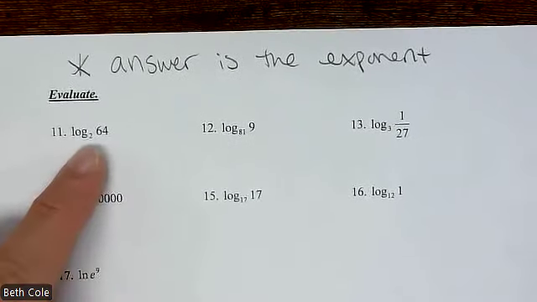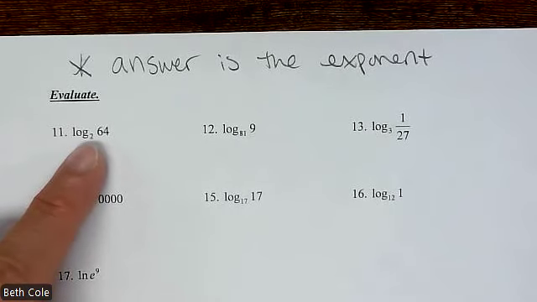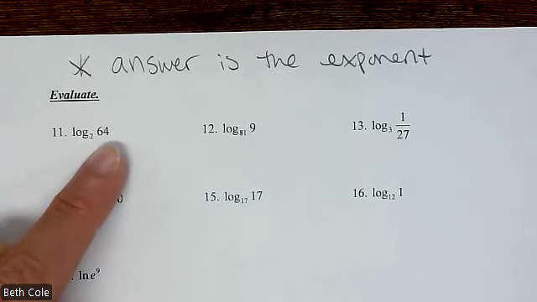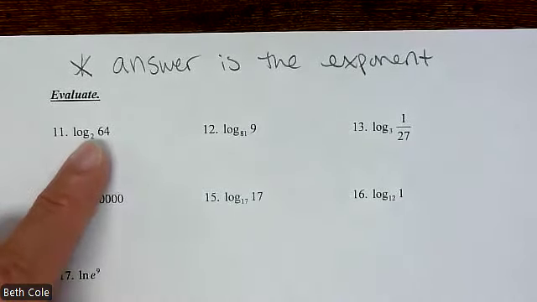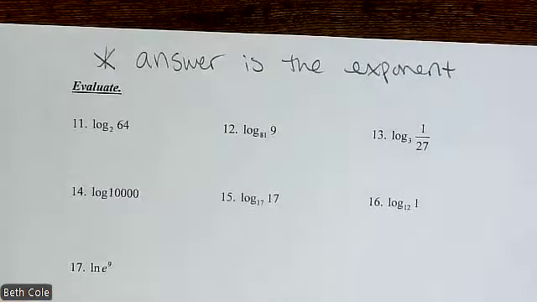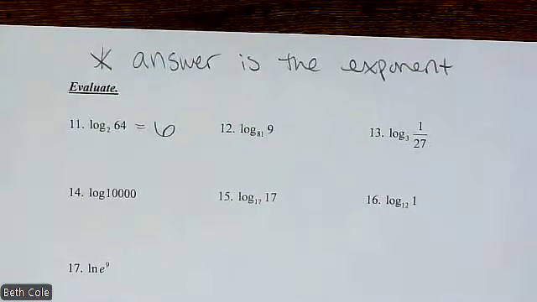So when you look at this one, what it's asking you is 2 to what power equals 64? I heard somebody say the answer, but I'm going to talk us all through it. We're going to count on our fingers. Ready? 2 to the first is 2. Good job. 4, 8, 16, 32, 64. So 6 is your answer. You are looking for the power. 2 to the 6th power equals 64.